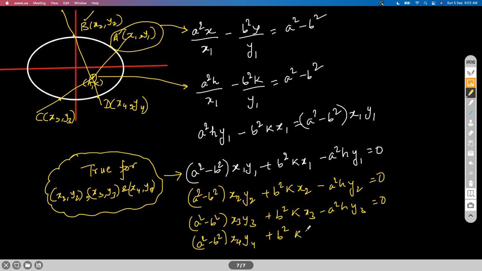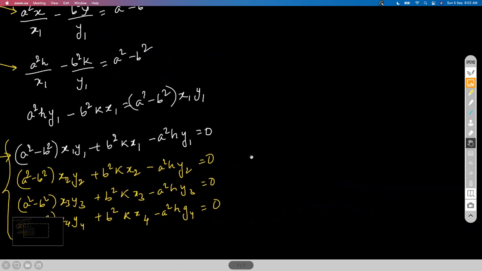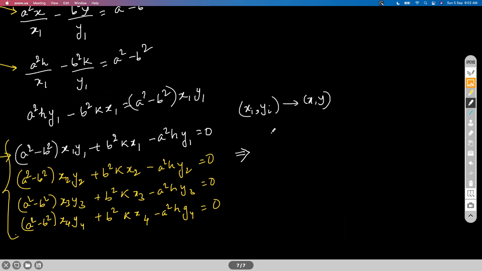This equation is trying to say that, yeah, this structure that you see over here, these four expressions that you see here, what do they seem to suggest? They seem to suggest that if you replace your xi, yi's with your x, y, you will end up getting a curve which is going to be satisfied by all the four points. And that curve is this.